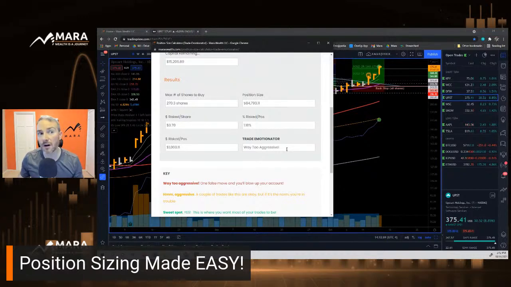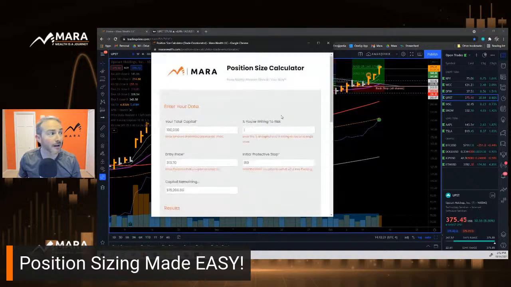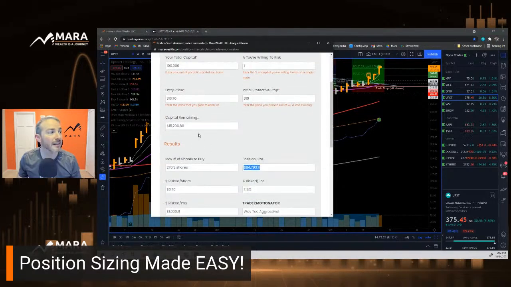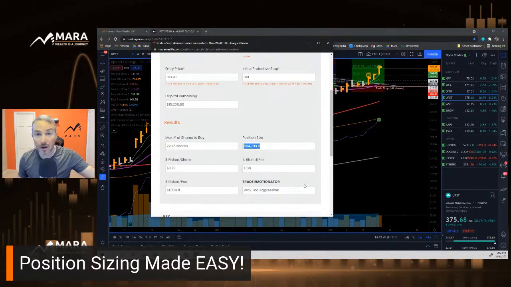It's letting you know that to hold that whole thing overnight is super aggressive. The reason is, even though you're starting out by risking that same $1,000, it's taking up 85 grand. Remember, we started with 100 grand, and you're trading with basically 85% of your account in this one trade all at once. That opens you up to tremendous overnight risk, tremendous gap down risk, and you could end up losing dramatically more than you ever intended. That's the purpose of this trade emotionator.